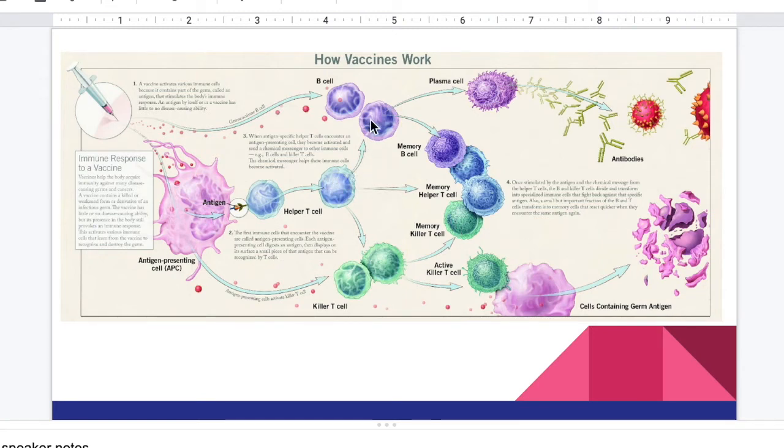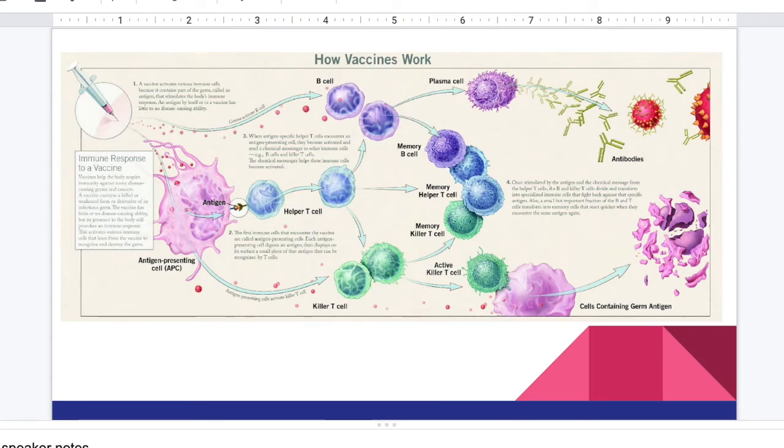The plasma or B cells can either be activated by the helper T cells or respond directly to the vaccine, and they will create plasma cells, and those will create antibodies. Those antibodies can attach to the antigen from the pathogen, or whatever form of the pathogen is used, to inactivate it, but in doing so, it's making memory cells for all of these things.